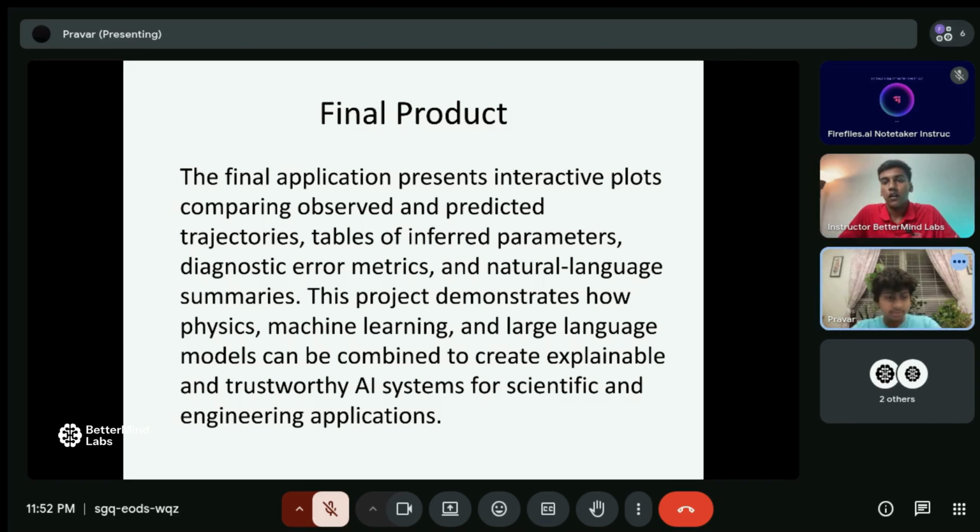Can you repeat that, please? What does the project exactly do? What is the output that it gives you?